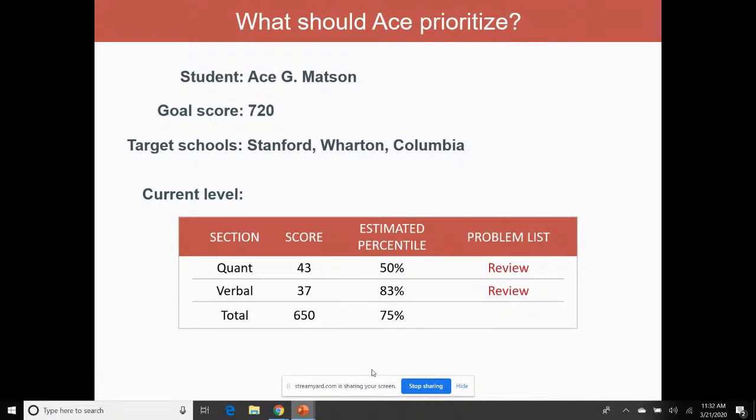So this 43 plus 37 is probably within a 640 to 660 range. 700s happen at 85 total points. 85 total points from quant plus verbal puts you in this 690 to 710 score band. And it does not matter how much of those 85 points came from quant, how much came from verbal in terms of getting you to that score band. However, it adds up to 85. If the scores add up to 85, you are somewhere between a 690 and 710.